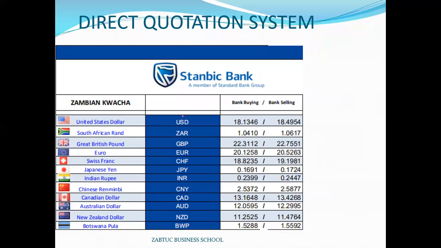I picked this some time ago. Banks buy and banks sell. And we're interested in the US dollar here. We've also got a rand here, a colleague there from SA. So meaning that on this particular day, Stanbic was buying $1 from their customers at 18.1346 and selling the same at 18.4954. The difference represents what? The margin. The difference represents the margin.